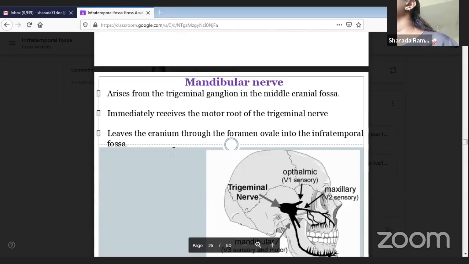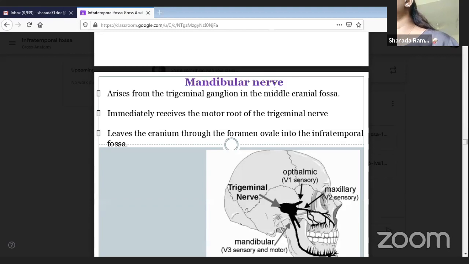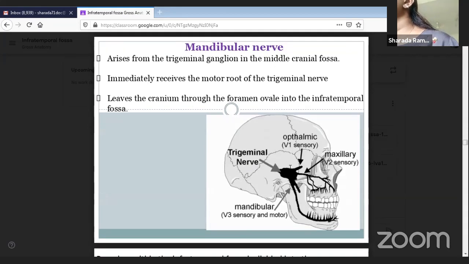The next is the mandibular nerve. Now, the mandibular nerve is going to come from the trigeminal ganglion, in the middle cranial fossa. That is the semilunar or Gasserian ganglion. So it is going to come out from there, and that is going to be your mandibular. Now, as it comes out, a small adjacent root will come and join it, and together they are going to go into the foramen ovale. As they enter the foramen ovale, they join together to form the mandibular nerve.